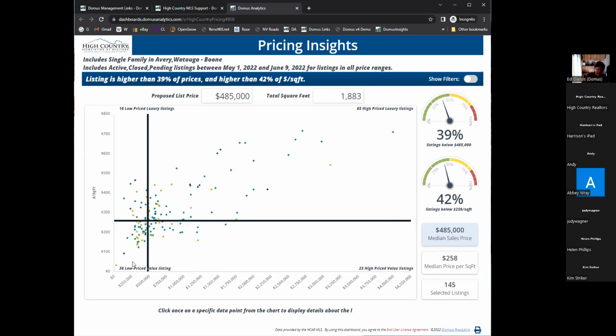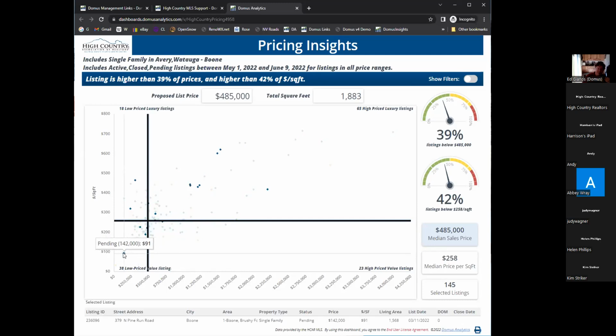Now, what we're looking at is we have now separated the market into 4 different quadrants. This bottom left quadrant down here, these are below market priced listings. They are below dollar per square foot listings. In Boone, this is going to be a more simple listing. I can go ahead and click on this number right here at 142 at $91 a foot. I see that it's 379 North Pine Run. I can pull that up in MLS if I want to go look at it.